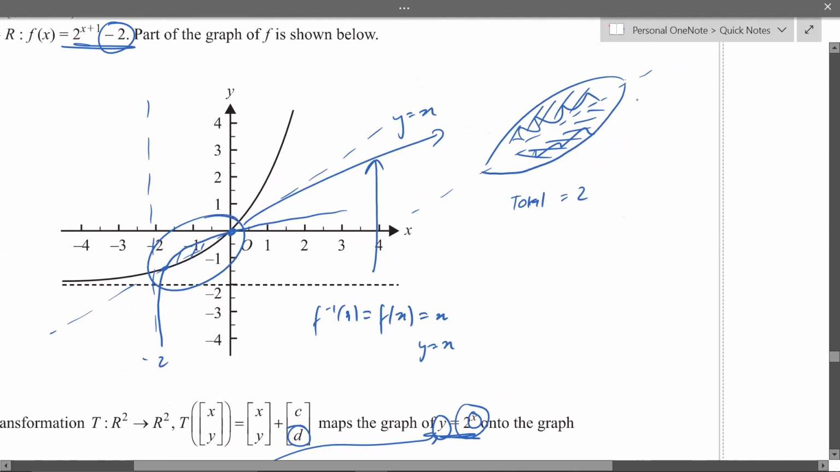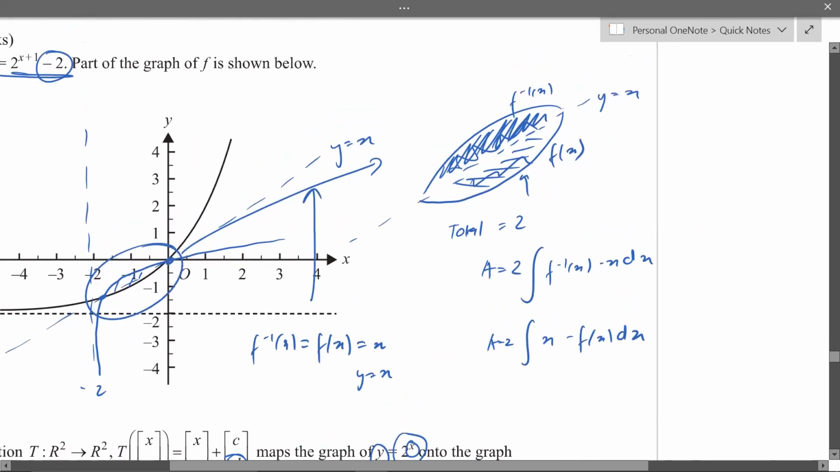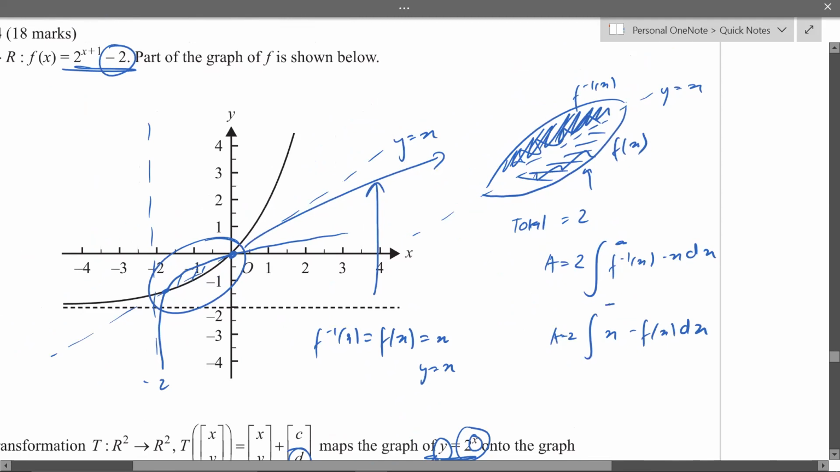Using this property where y = x goes through the intersection of both graphs, you can rewrite the area as twice either the top area or the bottom area. It doesn't really matter, but make sure you put the corresponding function at the top. This is f inverse(x) and this is f(x). If you use f inverse(x) because that's the top one, you do the integral of f inverse(x) minus x. If you use the bottom one, you have to switch which function is on top, because f(x) is lower than x for that particular region.